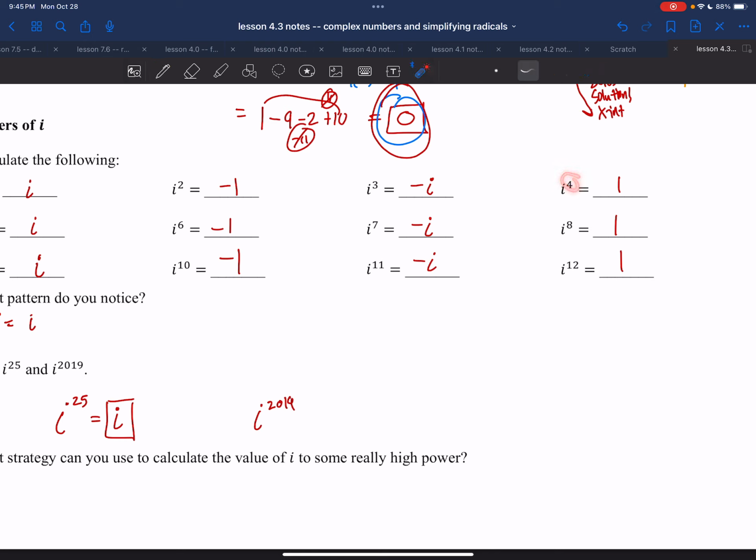Every 4 powers, it ends at a 1. And that's kind of nice, right? Because if I land on a 4, I'm a 1. And even if I'm not a 4, if I just go 1, 2, 3 after it, I could find which of those 3 I'm going to be.